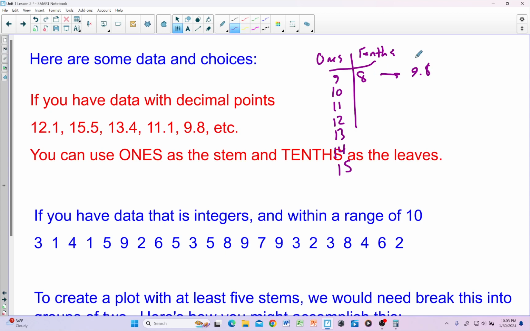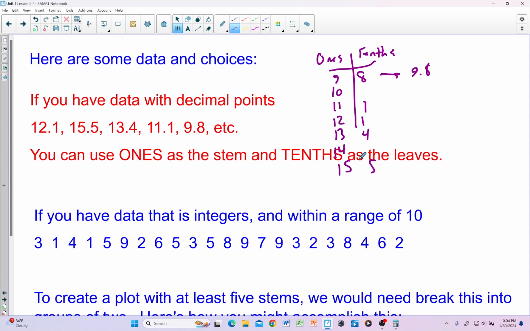And notice that I don't put the decimal point when I do this. I suppose you could, but again, with the whole repetition piece that stem and leaf plots are trying to avoid, there's no reason to, because we're already remarking that this is the tenths place. So there's 8 tenths. There isn't 0.8 tenths, just 8 tenths. So the next one would be 11 and 1, 12 and 1, 13 and 4, and so on and so forth. So we can do a chart that way.